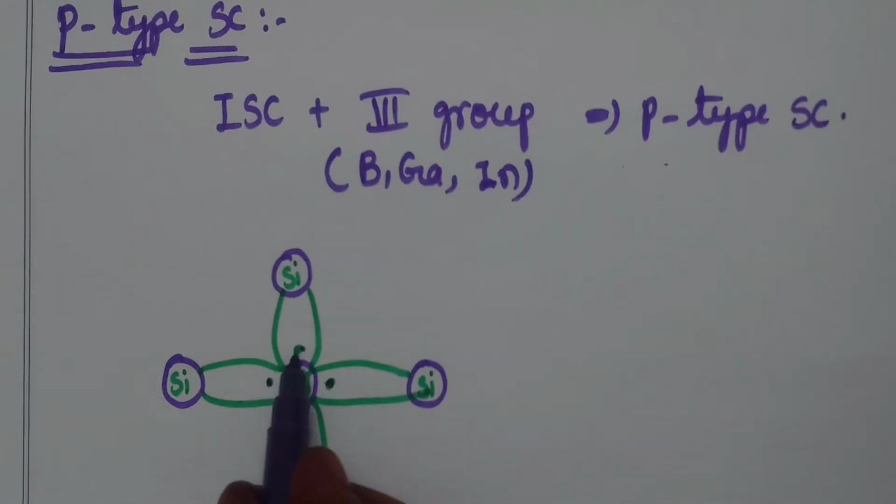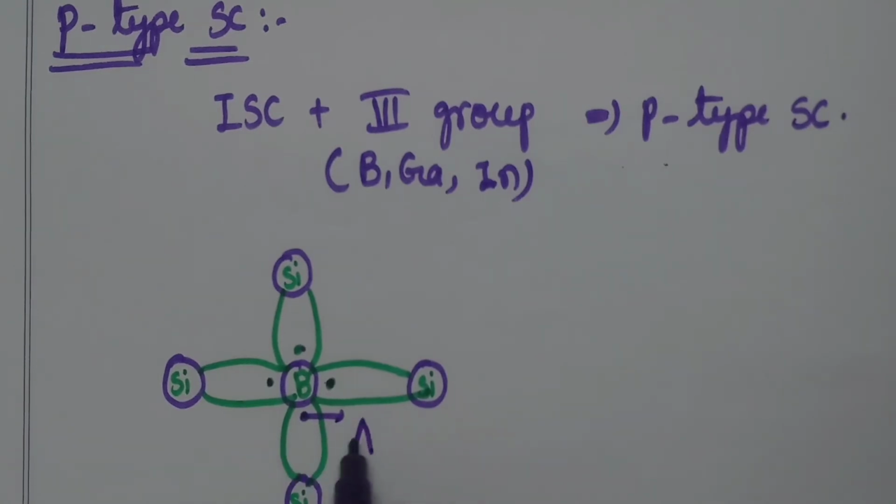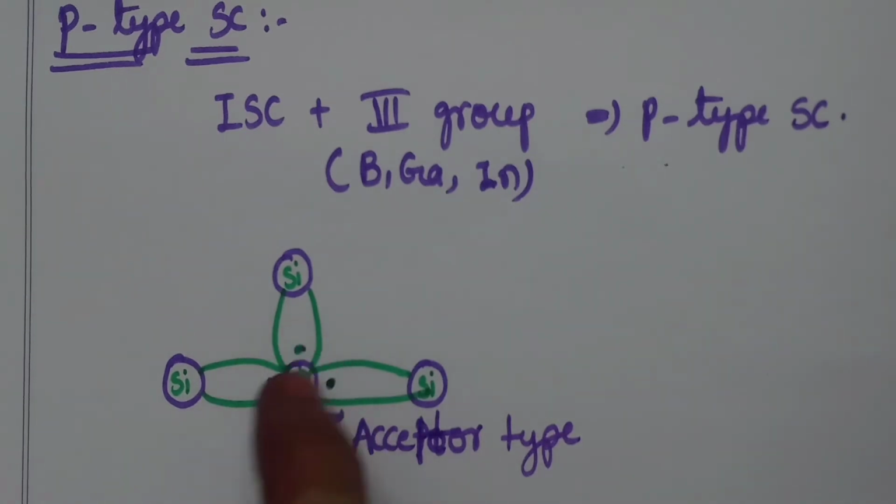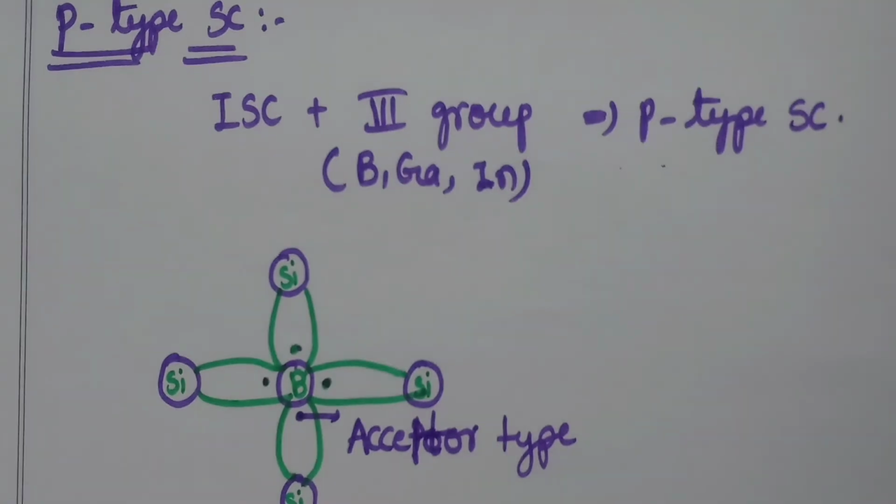So boron has 3 valency electrons. Here there is a need for one more electron. That means this is called an acceptor type. These impurities are called acceptor type impurities. The 3 electrons are shared by 3 silicon atoms and the 4th silicon atom requires another electron. So it is an acceptor type impurity or trivalent impurity.